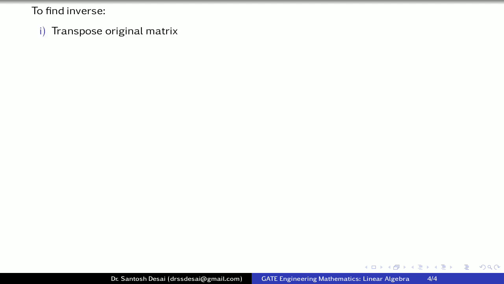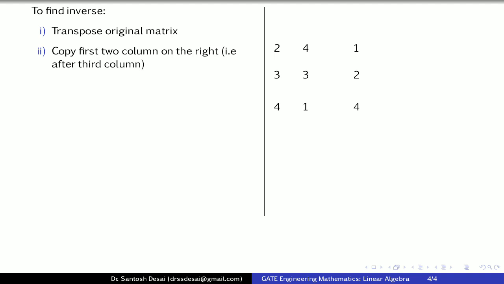So first, transpose the original matrix, that is, we have to take the transpose of the given matrix. Therefore we obtain the new matrix as first row 2, 4, 1, second row 3, 3, 2, third row 4, 1 and 4. So this is your new matrix. Now the second step is to copy the first two columns on the right, that is, after the third column. That means we have to copy the first column after the third one.